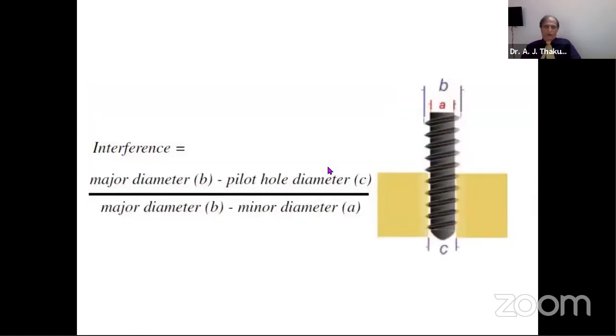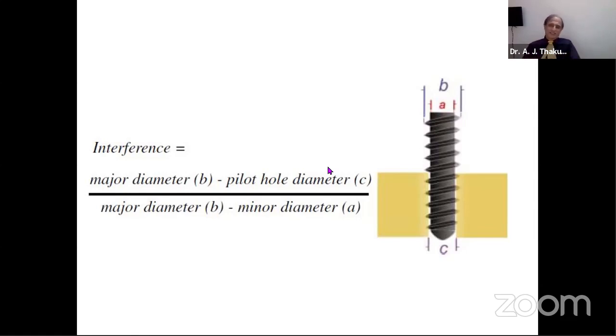Now, to get a good preload, one would think to use a very narrow pilot hole and put a big screw inside, and you will get the best preload. It doesn't happen like this. There is a mathematical relation between what you can do. If it's too small a pilot hole and you use a very large screw, there will be microfractures and the pin will be loose from the word go. So the force that acts between the bone and the screw is called interference. And there is a mathematics to calculate it.